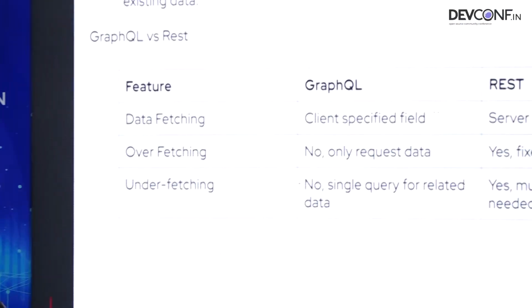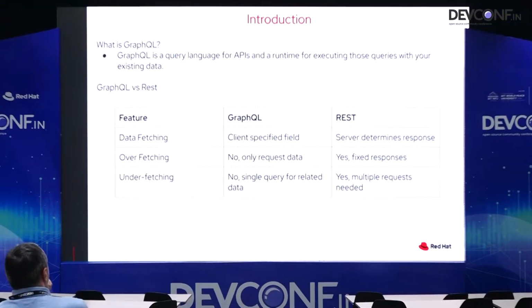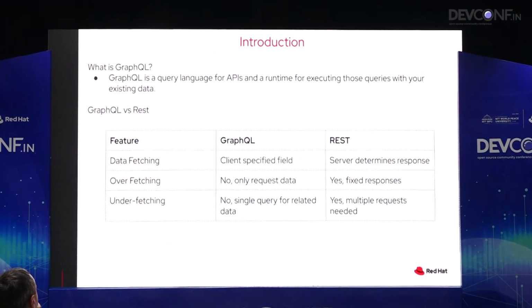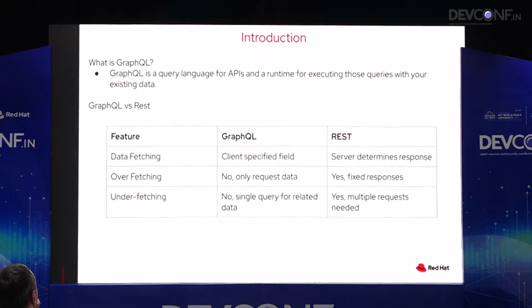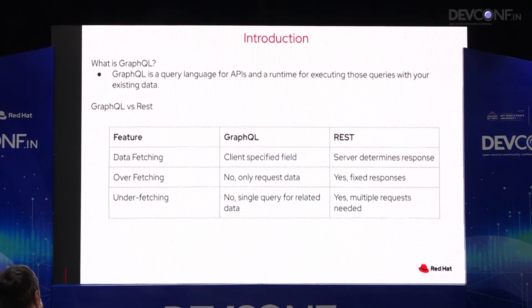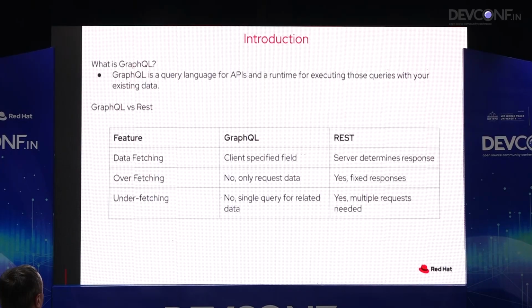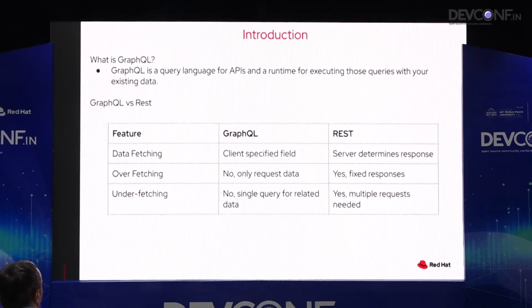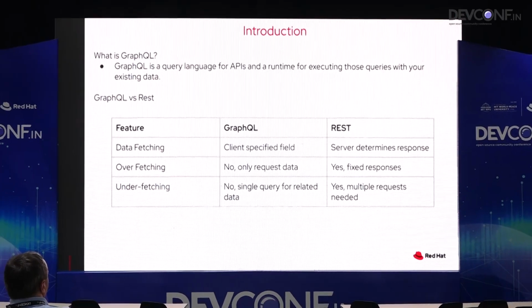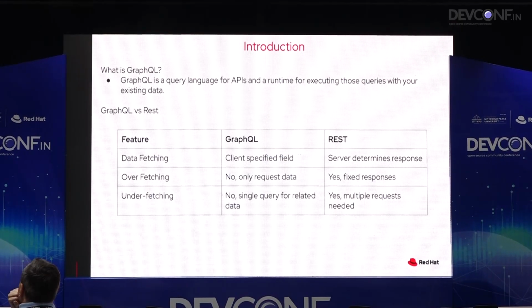GraphQL is basically a query language, first made specifically by Facebook. And what gives GraphQL the power is that it lets the users define what they want as a result, rather than having server-defined responses. So there are basically two kinds of contrast here. There's GraphQL versus REST.